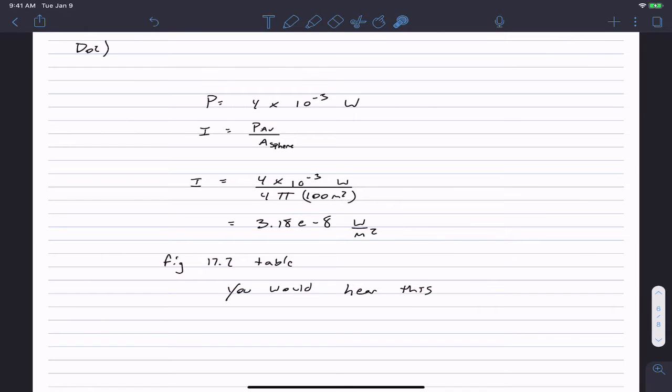Now this is interesting because it seems super low, but there's a standard table of intensities, and in fact there is one in the book, figure 17.2. If you look at that, you'll see that this actually fits pretty nicely. We're talking 100 meters away from the bell, at a fairly low power. This is actually something you can hear. So I recommend looking at the table. You would definitely hear this at 100 meters, about 300 feet away.